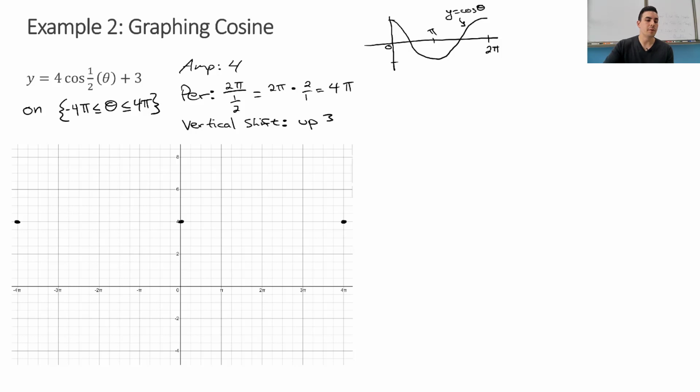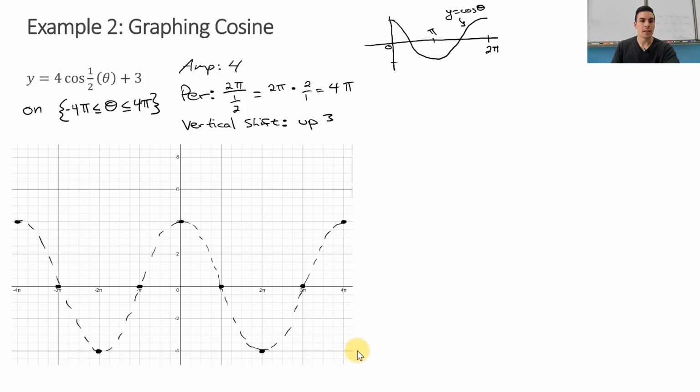Our amplitude is 4, so we would start up here at 4, and then at 4 pi, since that's my period, we would have another value of 4, and then at negative 4 pi, we'd have another value of 4. And I know in between all of these points, we're going to have our minimum values of negative 4, at 2 pi and negative 2 pi. And then in between each one of these maximums and minimums, we have our midline intercept. So this is what my reference graph would look like.